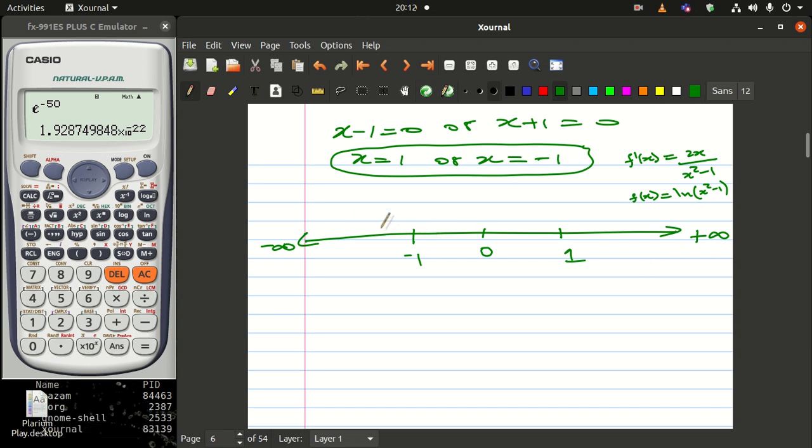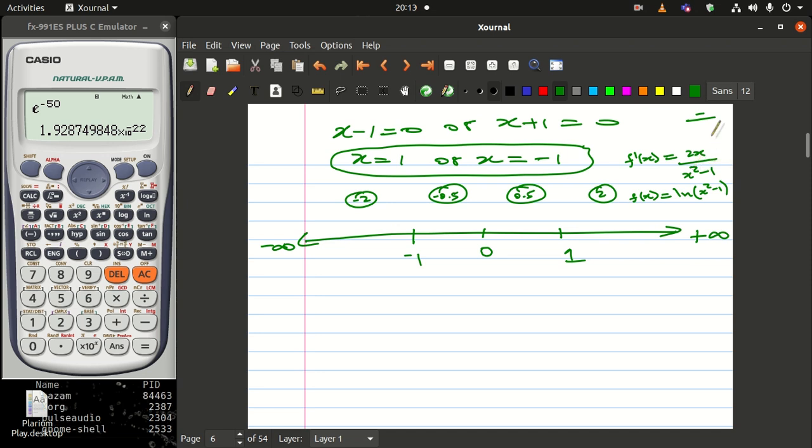So if I pick a value less than minus 1, it's going to be minus 2. Then a value between minus 1 and 0 is going to be negative 1 over 2, and then here we'll have 0.5 or 1 over 2, and then a value above 1 is going to be 2. Now, remember when we're testing with the first derivative test, we use the first derivative, not the original function. So if I take a value here, which is minus 2, and I plug it in, I will get 2 times minus 2, so a negative in the numerator. In the denominator, I'll get 2 squared, which is 4.